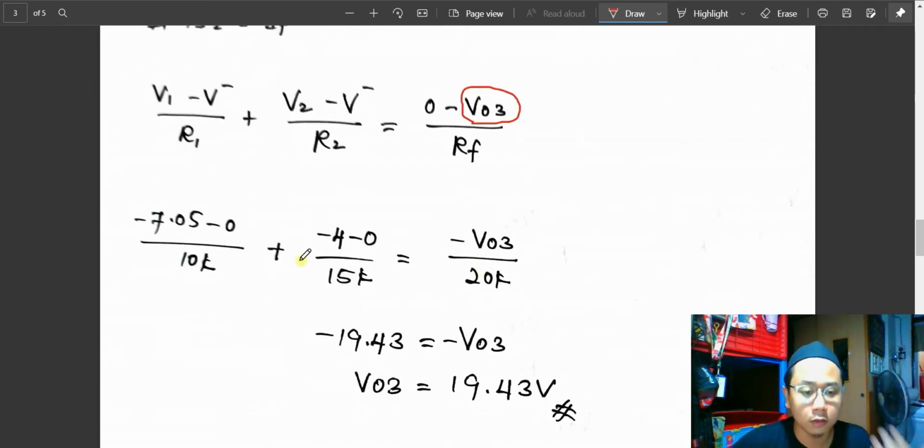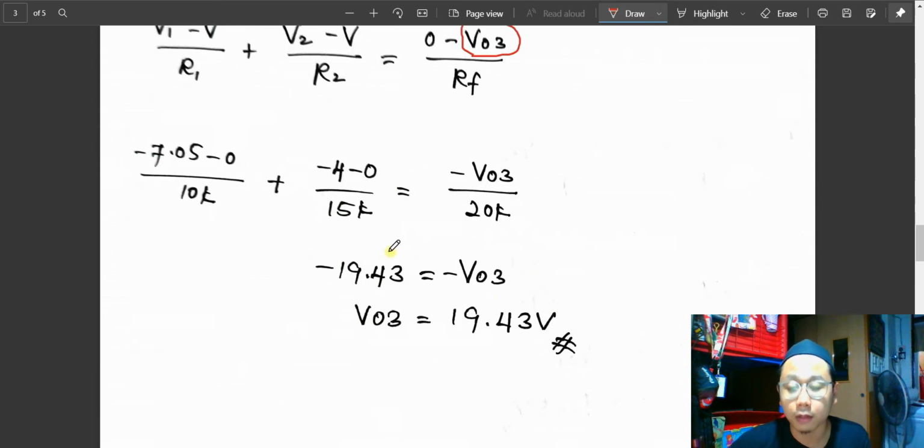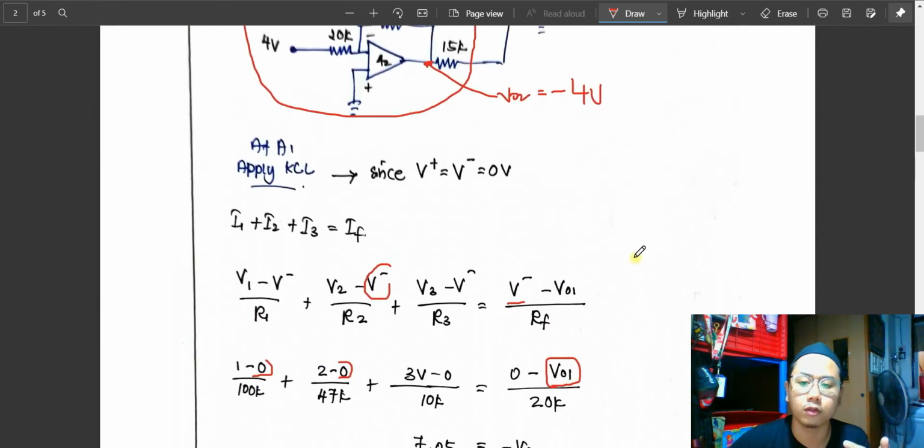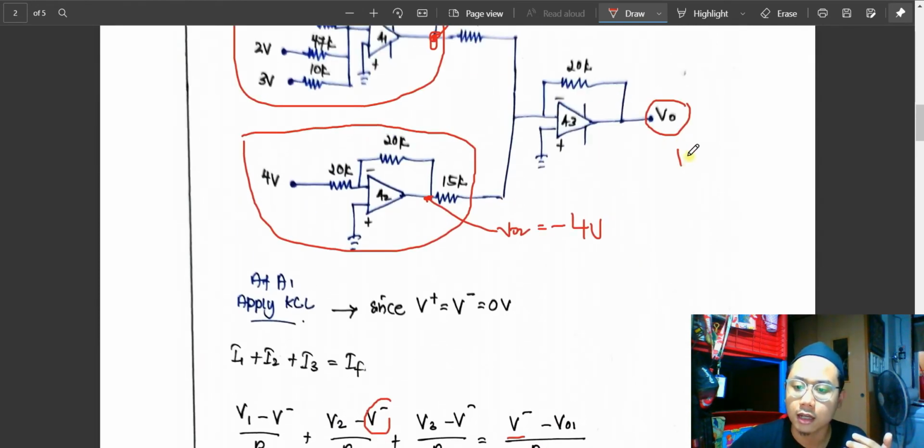After we substitute all the values given in the equation, and by using the mathematical method, we find V out 3 is 19.43 volts. So we know that V out 3, the last output voltage right here, is 19.43 volts. Okay, so how to prove this answer? Let's go to the simulation part.